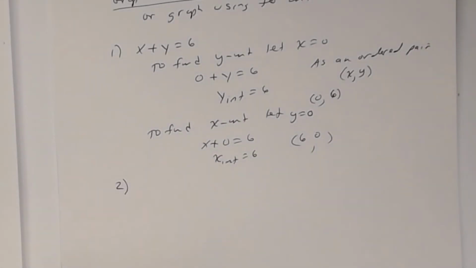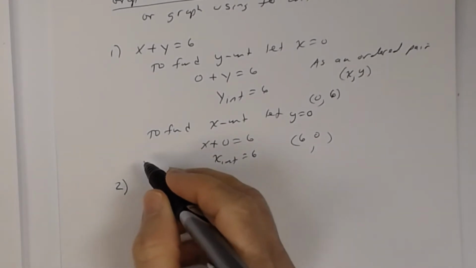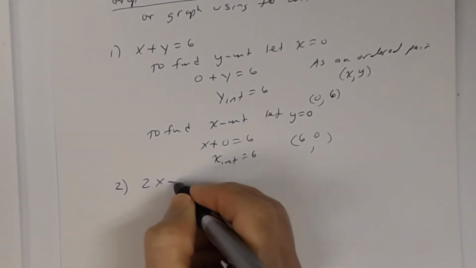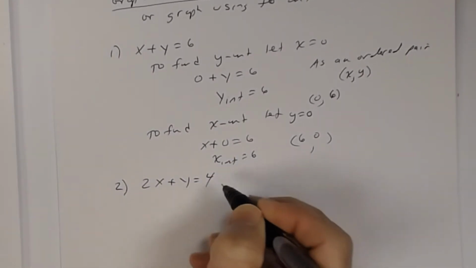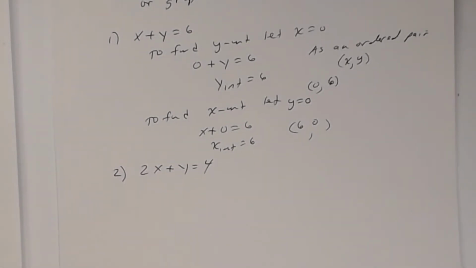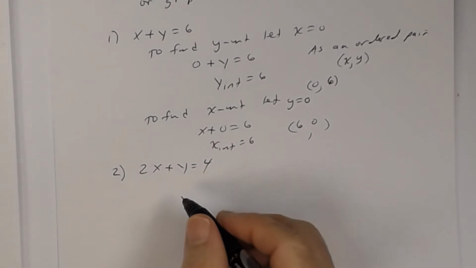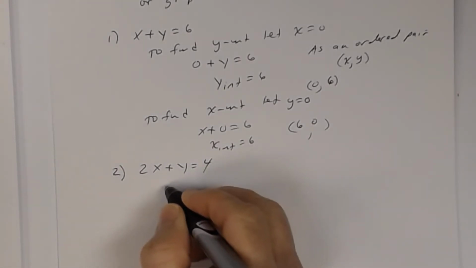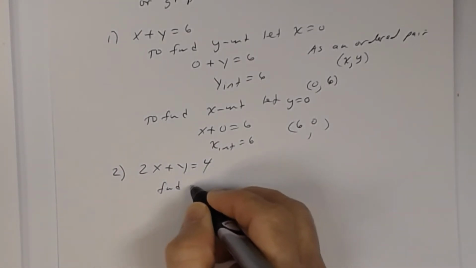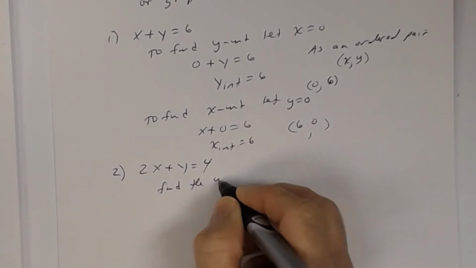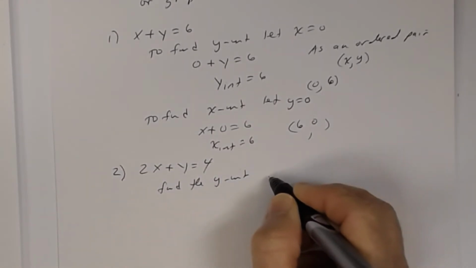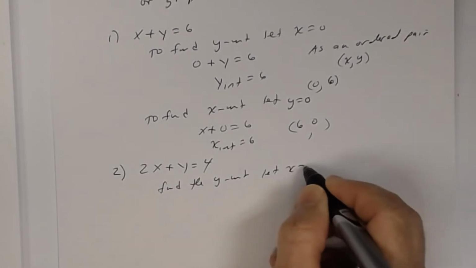Okay, so number 2, we have 2x plus y equal 4. 2x plus y equal 4. So again, you're going to graph this using the intercept method. So let's find the y-intercept first.